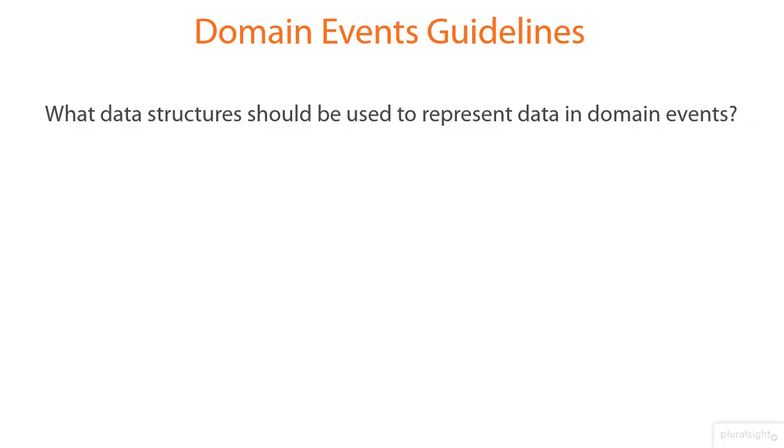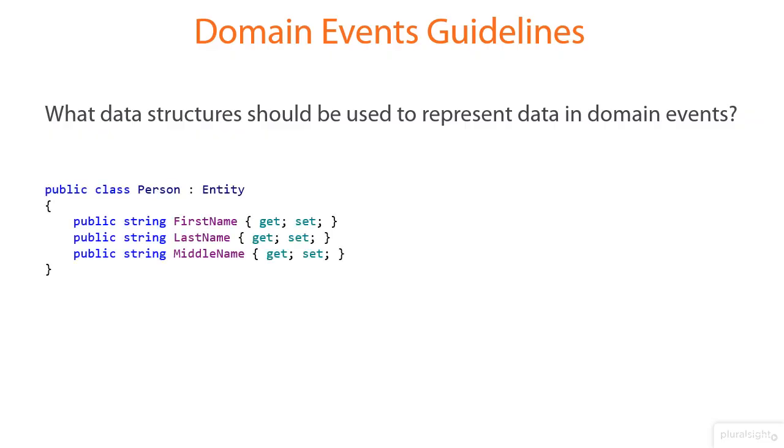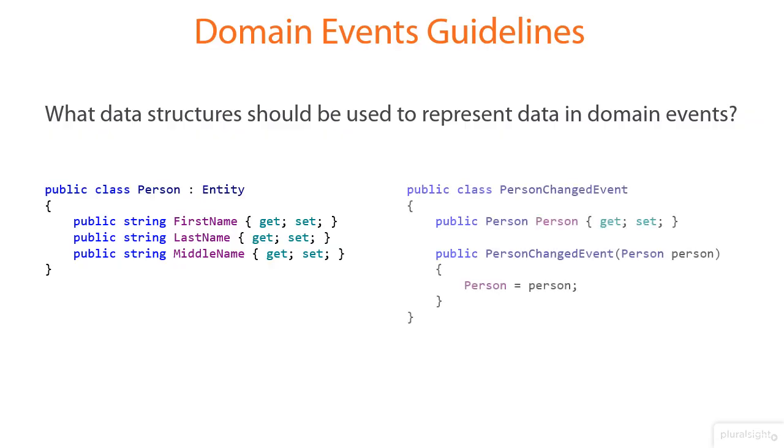Can we use entities and value objects for that? For example, if we had a person entity with this structure and we need to track changes in their first, last and middle names, can we just create an event like this and include the person as a property in it? The answer is no. Doing so is generally a bad practice.